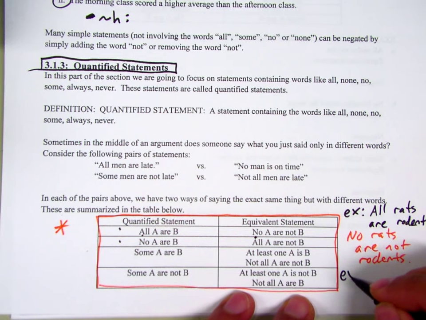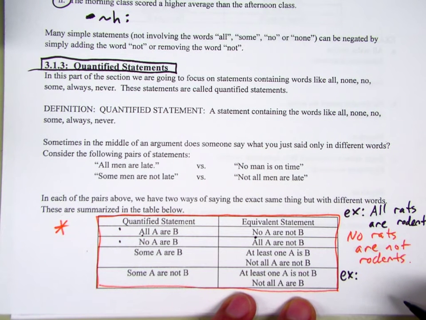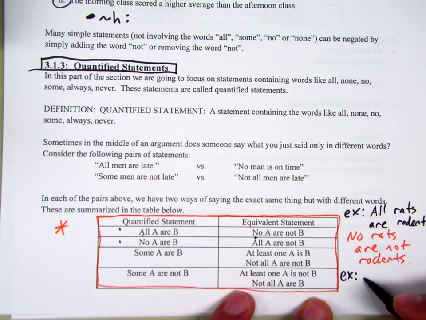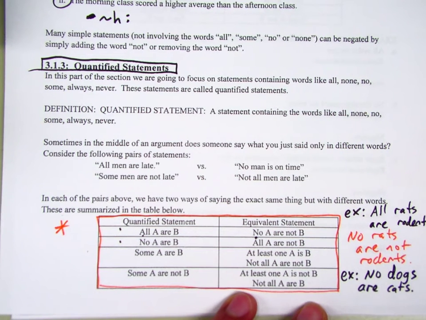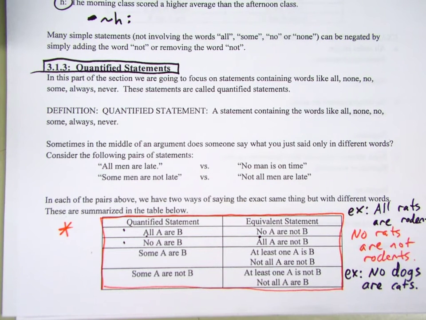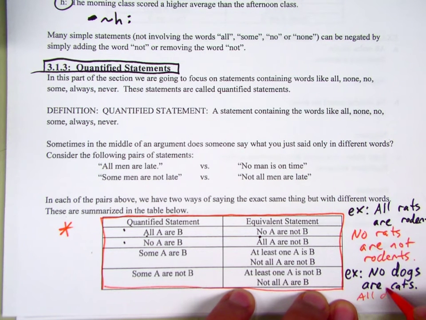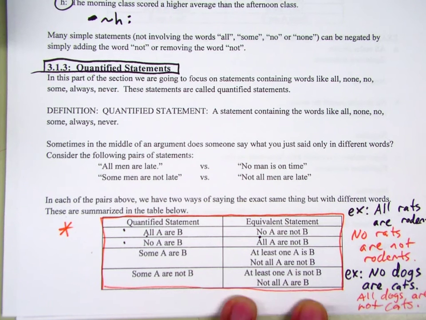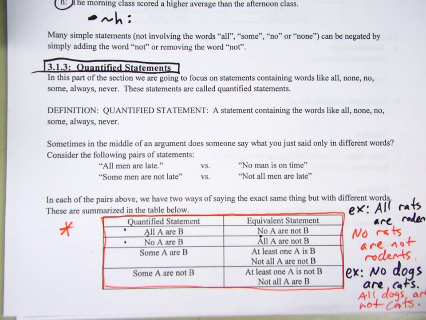Let's try another one. No dogs are cats. That should be pretty clear. Yes. All dogs are not cats. Very good. Okay, does that kind of make sense there? Yes. Okay. Let's talk about the sum now.